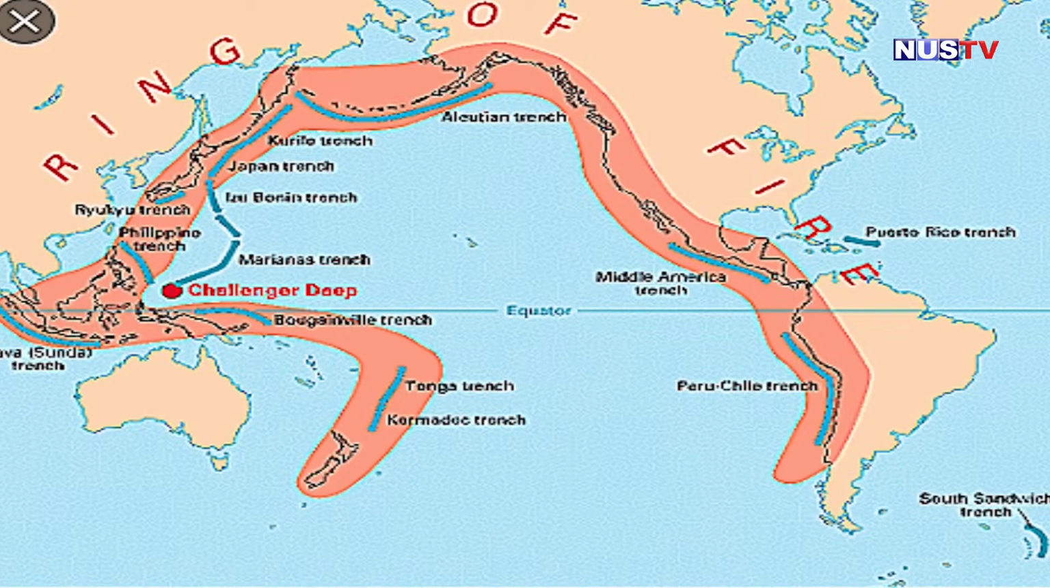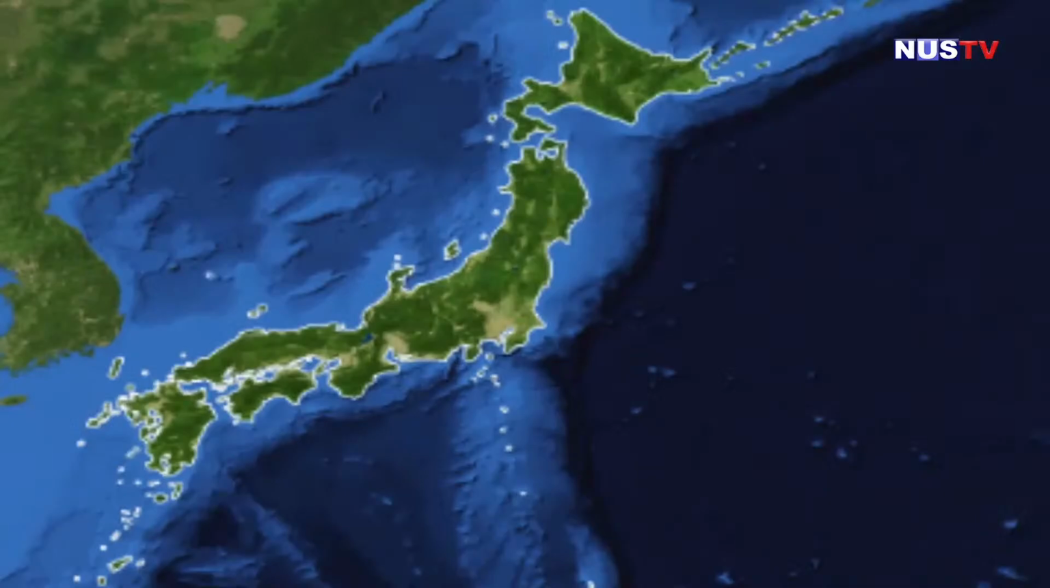Tongan Trench, Peru-Chile Trench, the Middle America Trench. These trenches are the result of the subduction process. Okay? Another feature that forms in this area is island arcs. Island arcs are a chain of islands caused and formed by volcanoes.